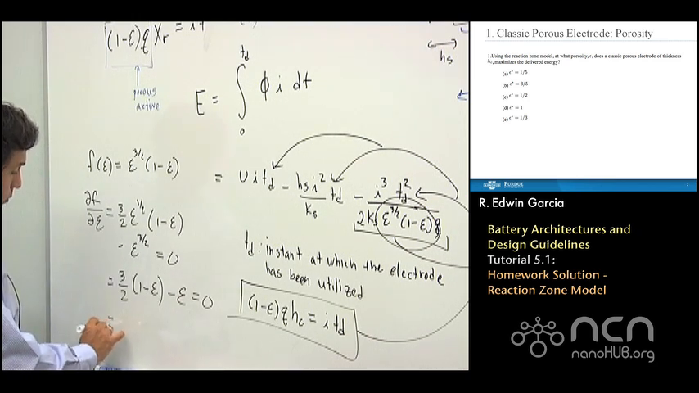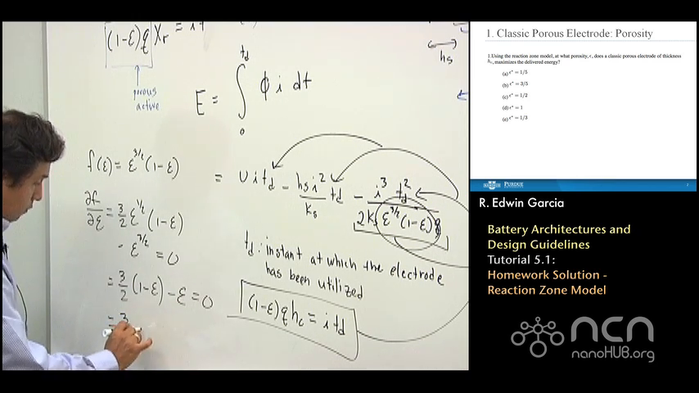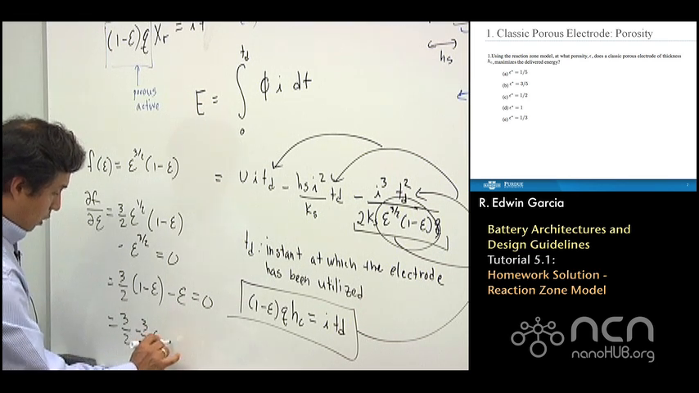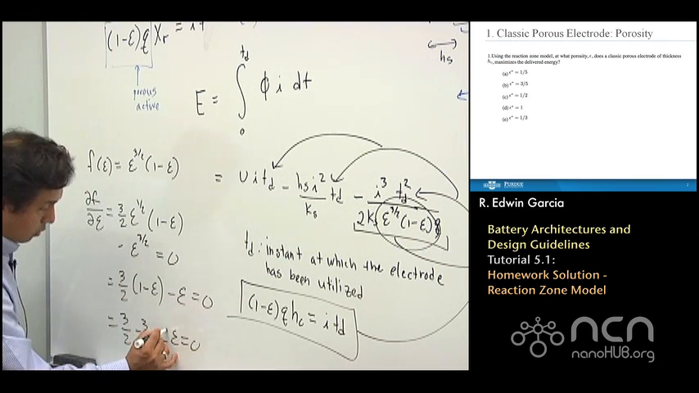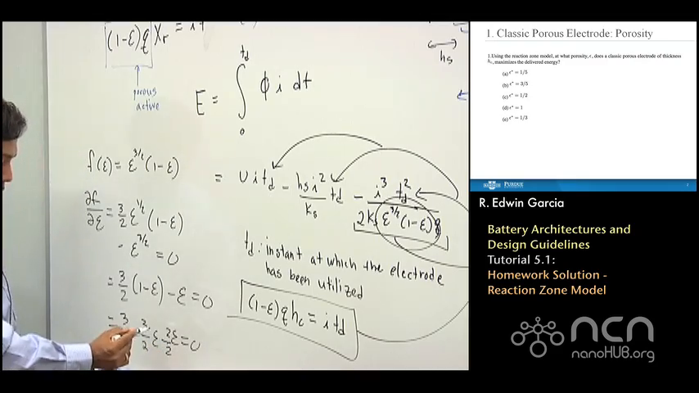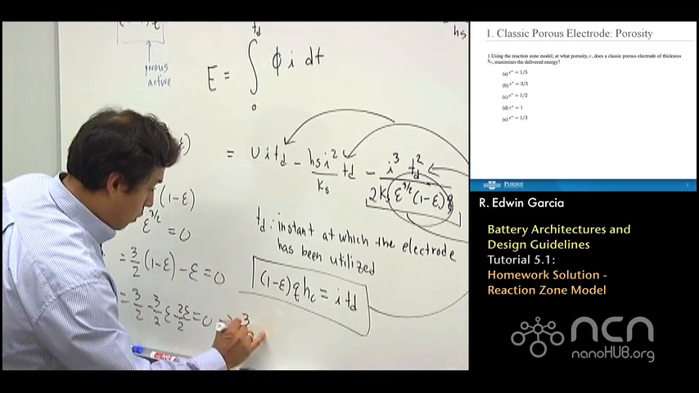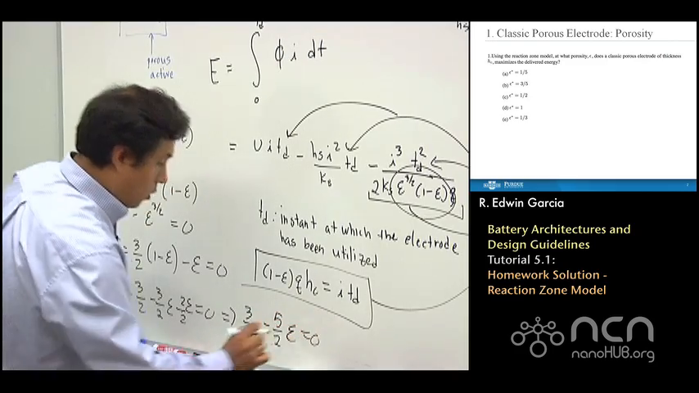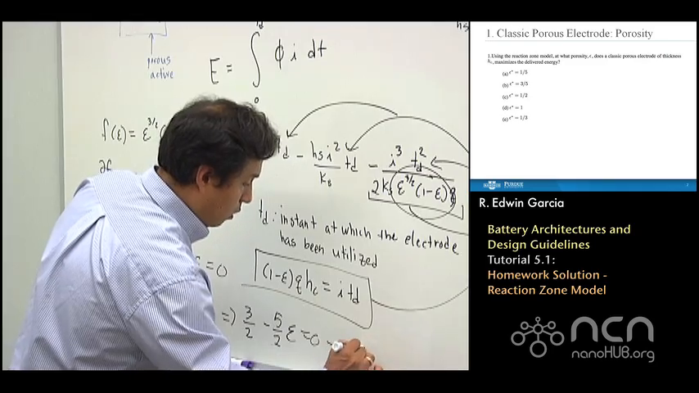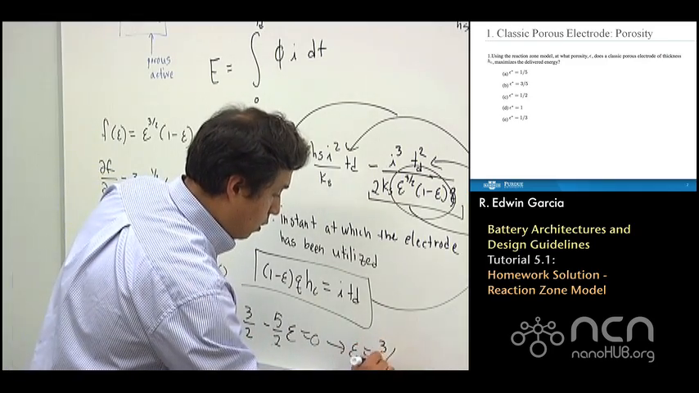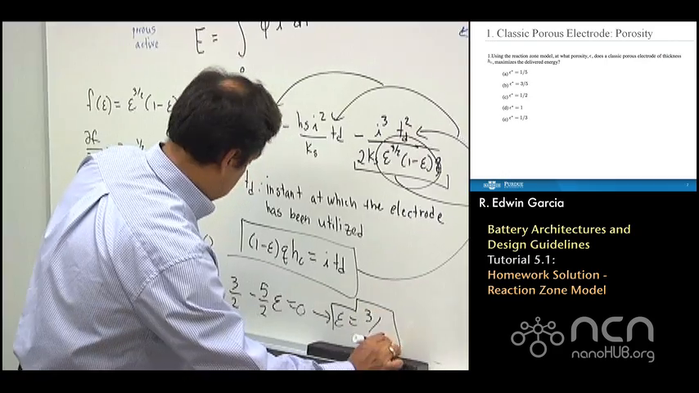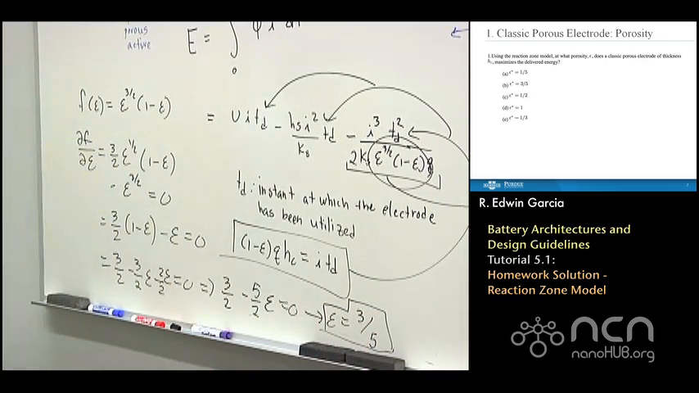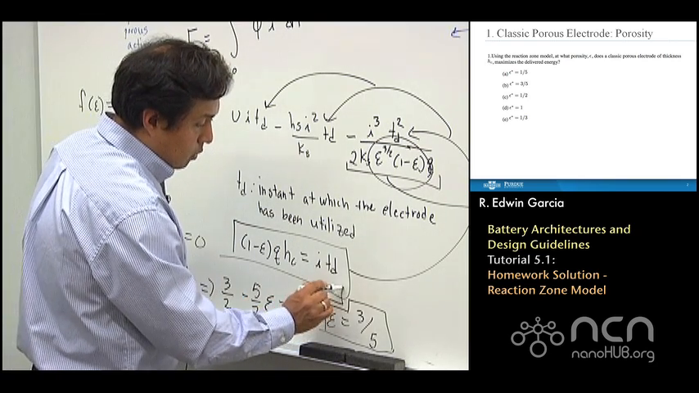If I collect terms, I get that 3/2 minus 3/2 epsilon minus epsilon equals 0. So I can take here 2/2. That basically gives me that 3/2 minus 5/2 of epsilon equals 0, which means that the critical value of epsilon corresponds to 3/5, which corresponds in this case to answer B. And this one is the optimal porosity.